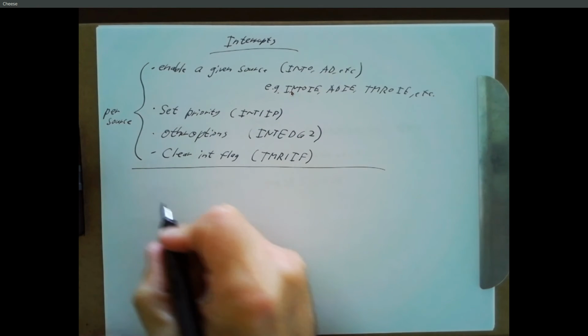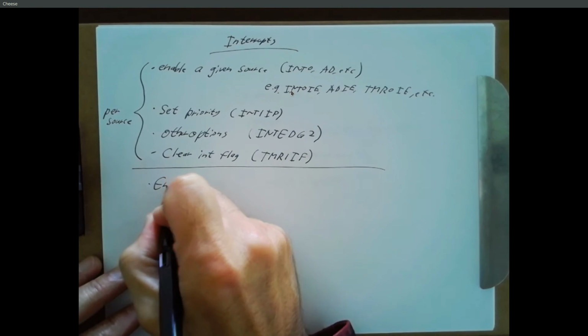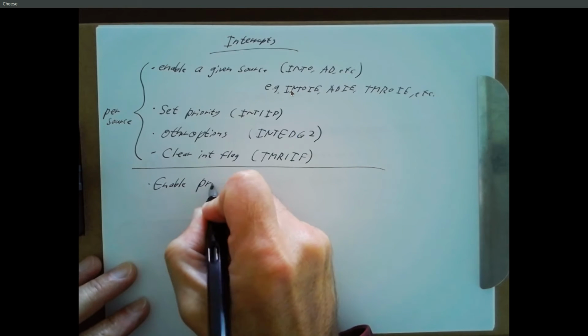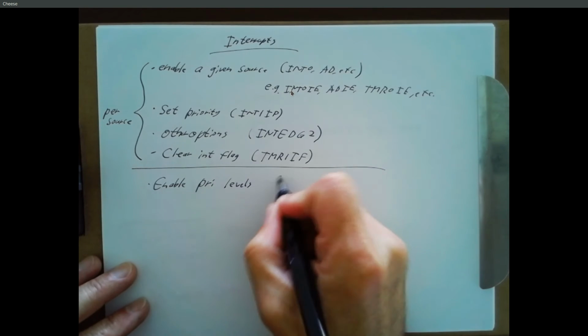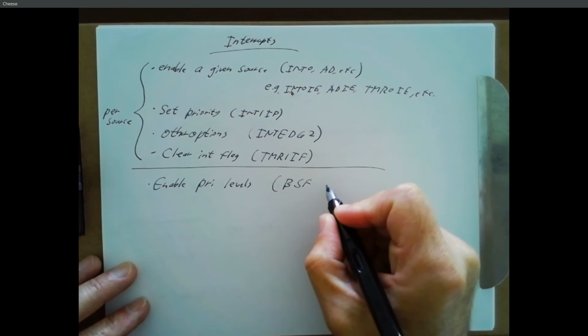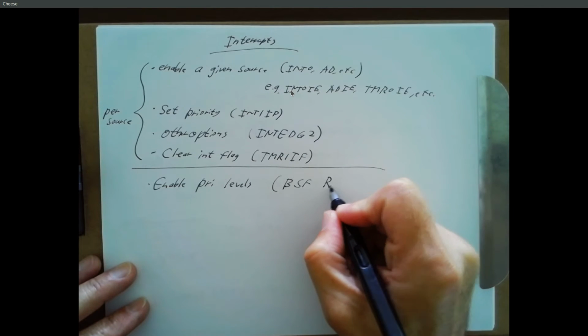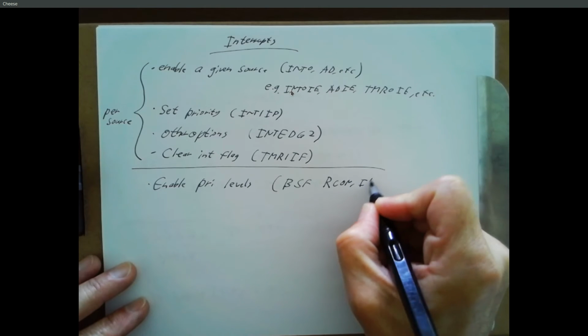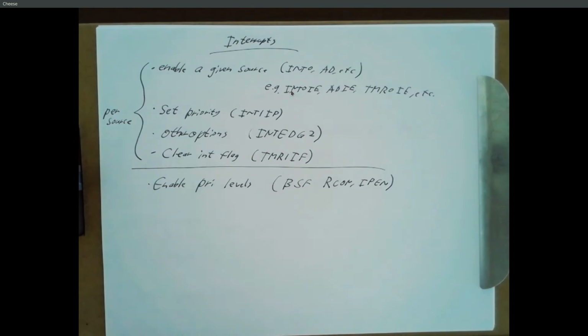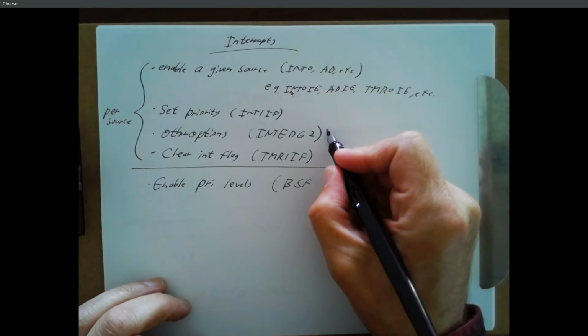All right, and then you want to enable priority levels. That's just bit 7, the most significant bit in the RCON register. So bit IPEN. I'm up here under other options.